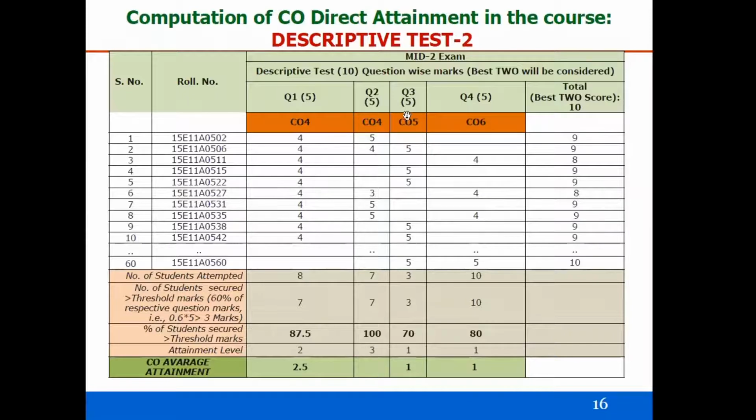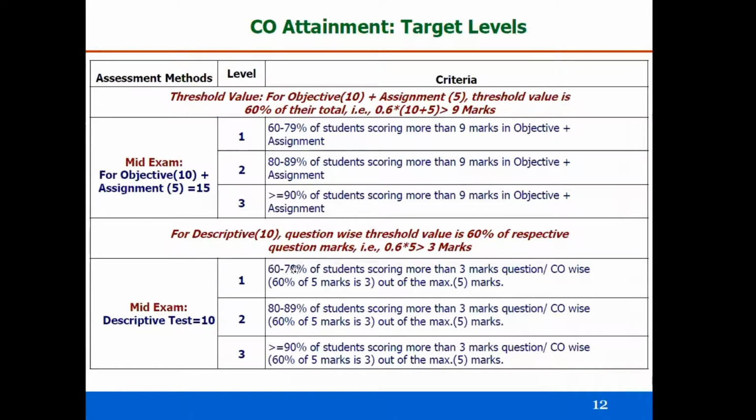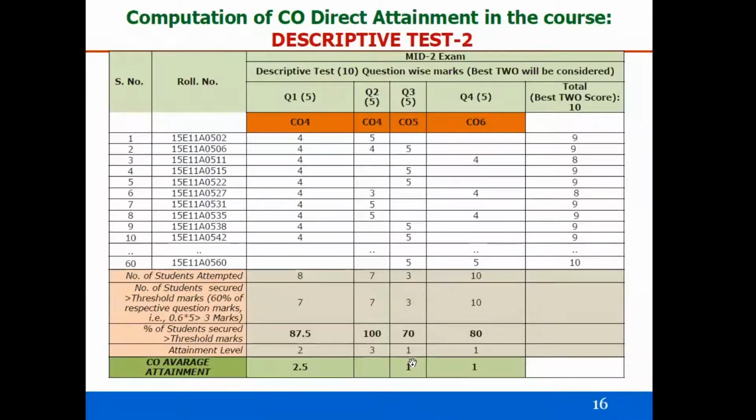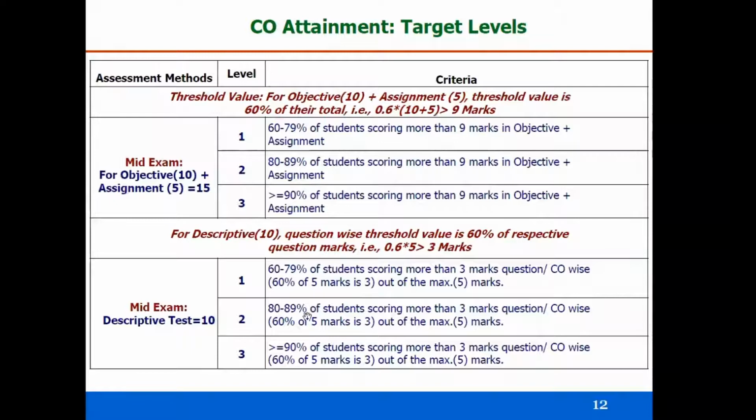Then coming to question 3. So here CO5. Here number of students attempted let us assume 3. So then 3 secured. So no, this is wrongly entered. So number of students attempted is different. Then secured is 3. So here we got 70%. So 70% comes under which level? Let us go back and check. So 60 to 79. So that comes to level 1 only. So now here level 1. Similarly, then question number 4. So here you are getting 80%. So here 80% comes under, so 80 to 89 level 2.